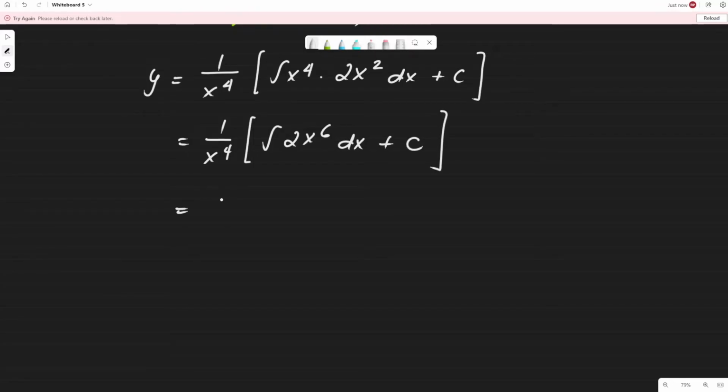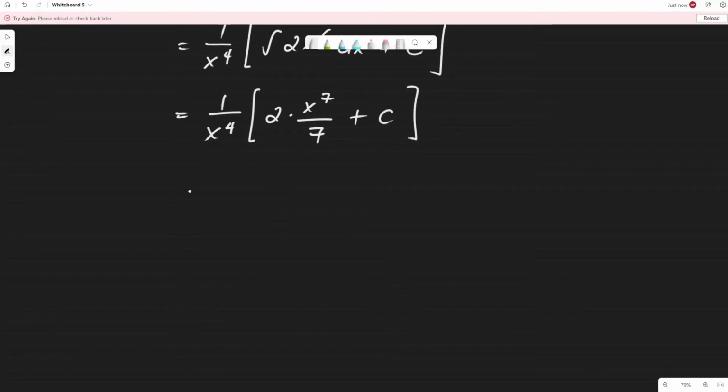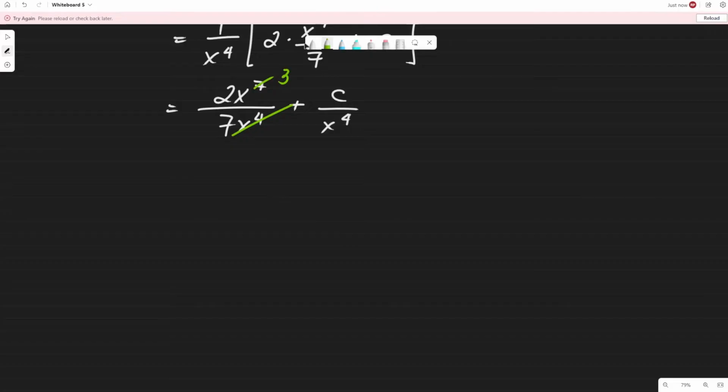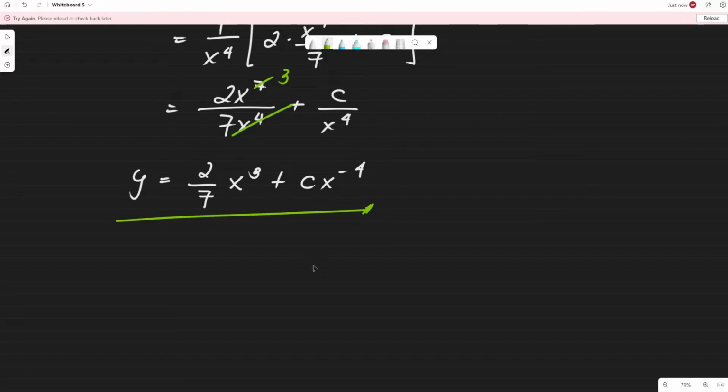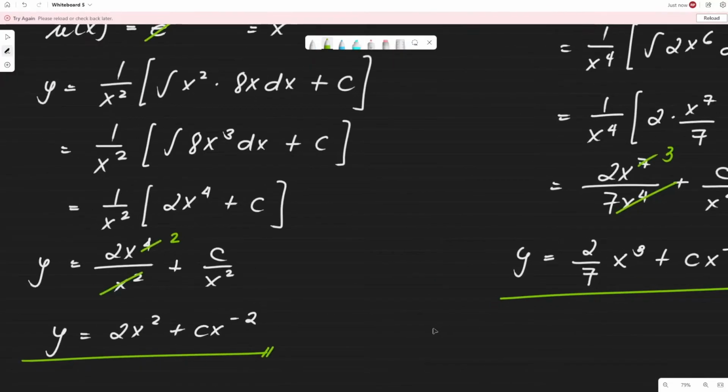Okay, so evaluating the integral, that is 2 times x to the 7th over 7. Okay, plus c. Then just distribute yung 1 over x to the 4th. So we'll have 2x to the 7th over 7x to the 4th plus c over x to the 4th. So cancel this one. This will just become 3. No? So therefore, we'll have y is equal to 2 over 7 x cubed plus c x raised to the negative 4. Ayan. This is our answer, no? So, ganyan natin siya solve.